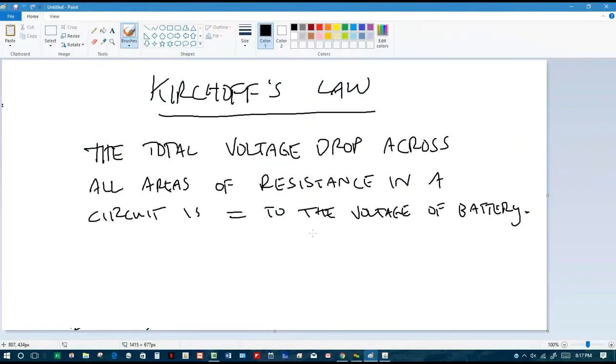Kirchhoff's law: the total voltage drop across all areas of resistance in a circuit is equal to the voltage of the battery. Gotcha. Right? And so the key idea is that a battery, when it's in a circuit, is always using all of its voltage to push electricity through all of the different areas. It can't save some for some other time. It has to use all of it.